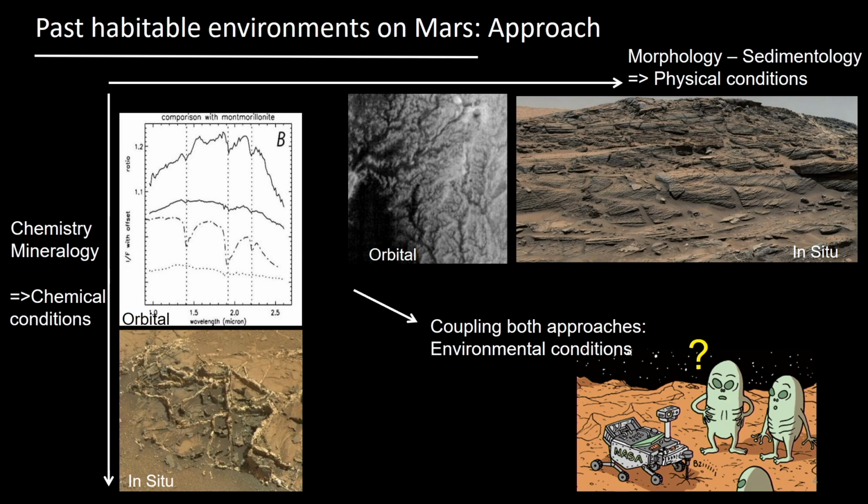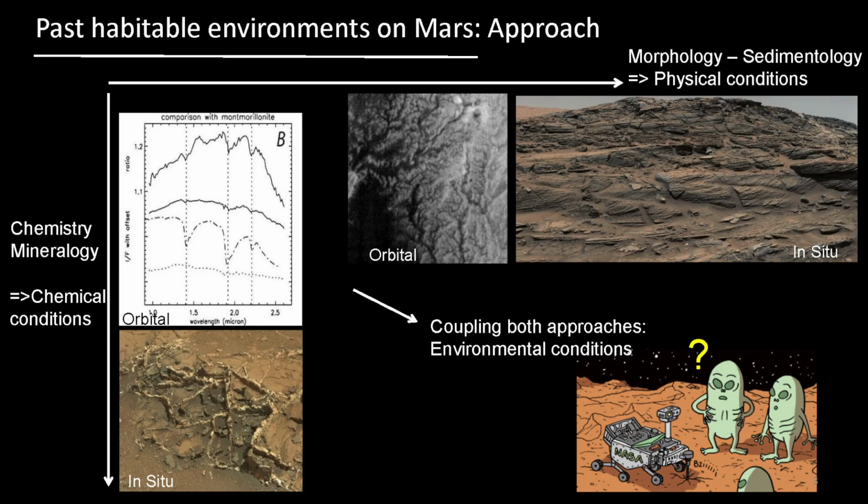On the other hand, chemistry and mineralogy are really key for many indications of chemical conditions and also minerals that could preserve the organics, for instance. We can have orbital data with mineralogy that's made with spectrometers in orbit. And we can also have in-situ observations from rovers telling us about the chemistry and the mineralogy. So coupling both approaches is clearly what we need to do to define the environmental conditions of early Mars.